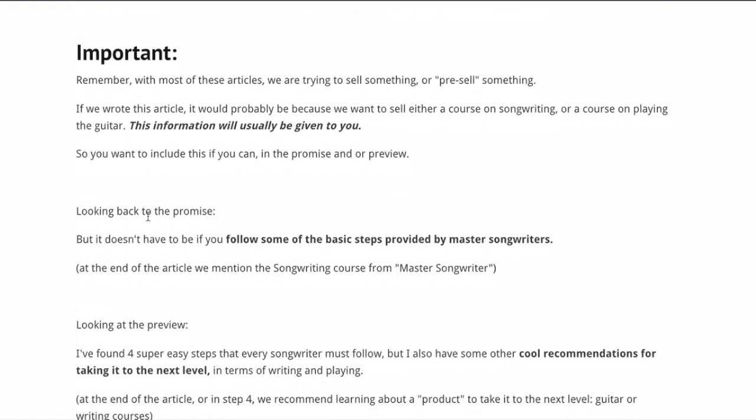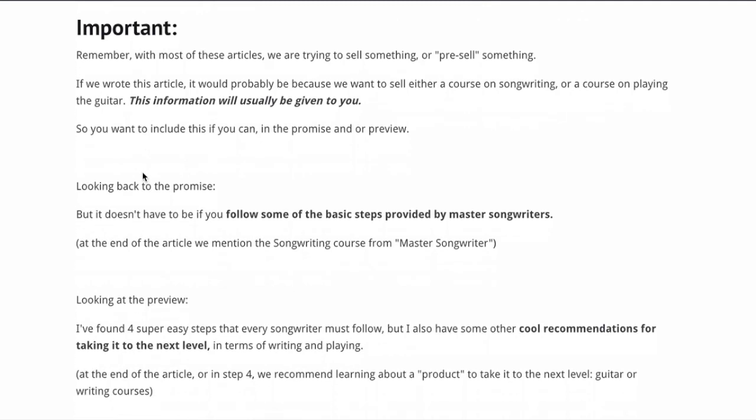Remember, with most of these articles, we are pre-selling something, or we're selling whether it's a piece of equipment or an online guitar lesson trial. So if we wrote this article, it would probably be because we want to sell either a course on songwriting or we want to sell a course on the guitar. So you want to include this if you can in the promise and the preview.